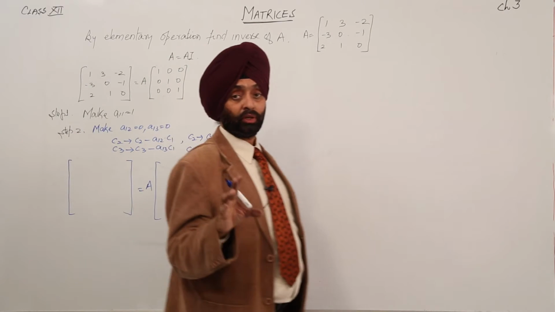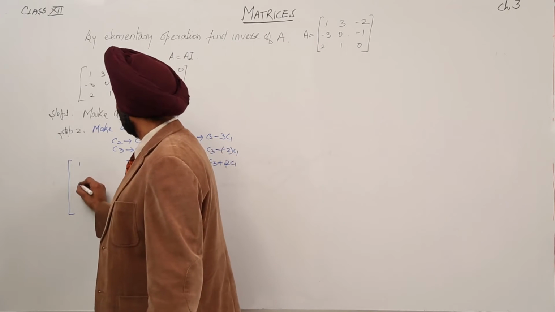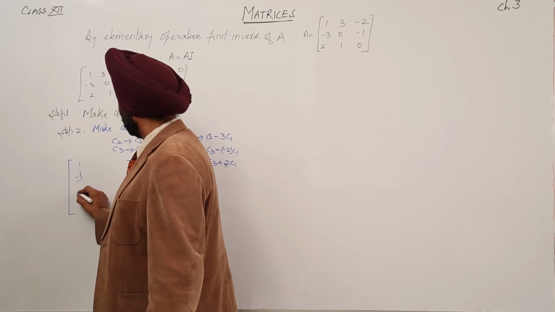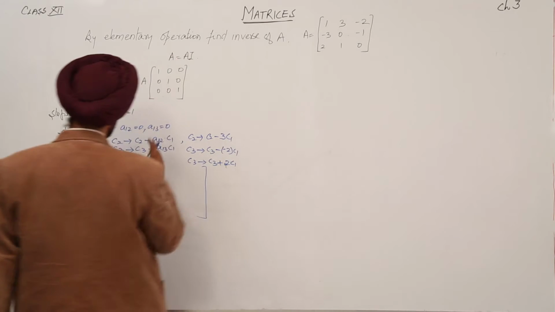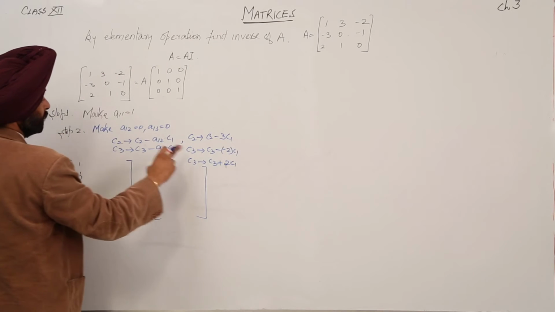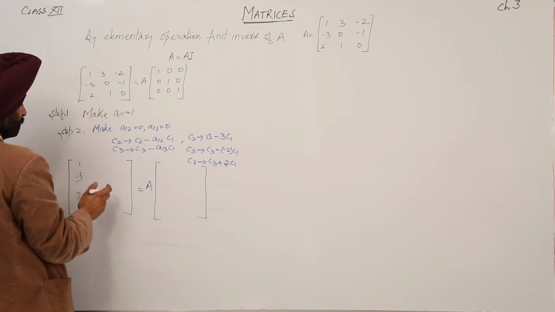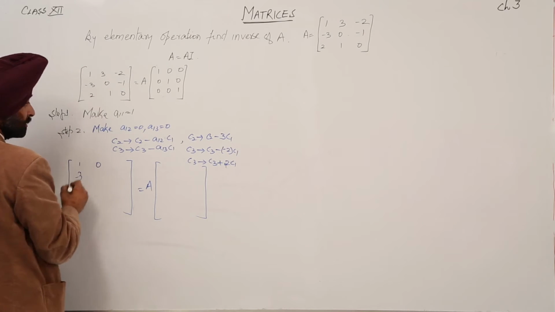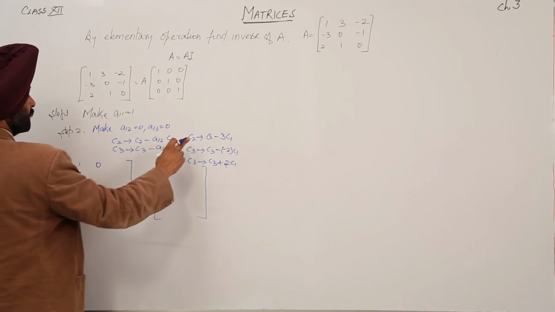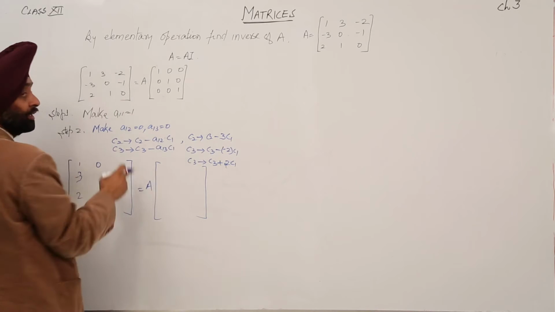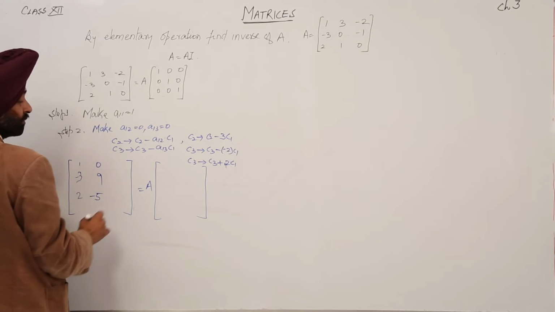now we have to change column 2 and column 3. Column 1 is not changed, so column 1 is 1 minus 3 and 2. Similarly, this 3 becomes 3 minus 3 times 1, so we are getting 0. Similarly, 0 minus 3 into minus 3, so this becomes 9. Similarly, this becomes minus 5.